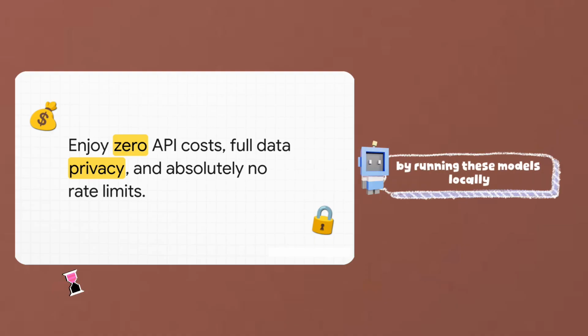By running these models locally, you are looking at absolute zero API costs, complete data privacy for your proprietary datasets, and zero rate limits to worry about. For rapid prototyping, an 8 or 14 billion parameter model running through Ollama right on your laptop is completely sufficient. It's a total game changer that lets you experiment freely without accidentally racking up a massive API bill.